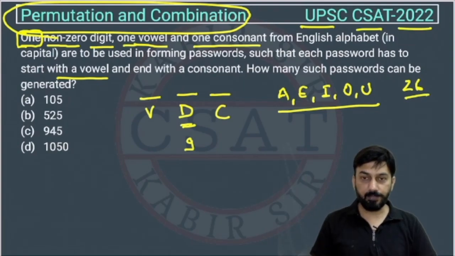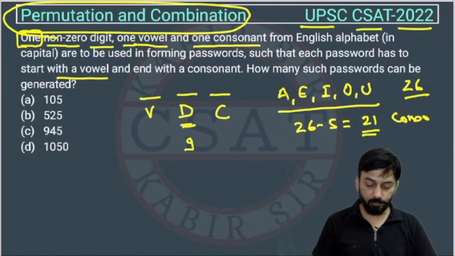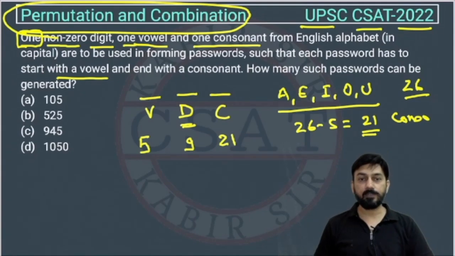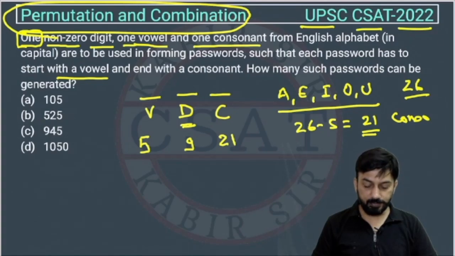Okay, from them we will remove the 5 vowels. So how many consonants do we have? 26 minus 5 means 21 consonants, right? So these are consonants. Okay, so vowels can be 5, so the total possibilities are 5, and the consonants are 21. So how many passwords can we generate? This is simply a multiplication. For each vowel there will be 9 possible digits, and for each of those 21 consonants are possible, right?